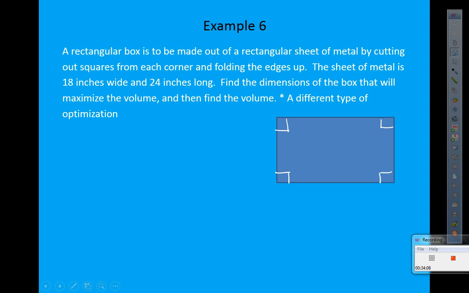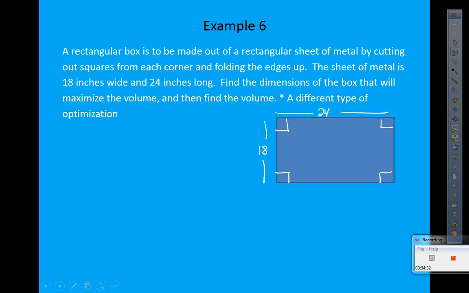So here goes. A rectangular box is to be made out of a rectangular sheet of metal by cutting out squares from each corner and folding up the edges. The sheet of metal right now is 18 inches wide, so I know this part is 18 inches, and 24 inches long.